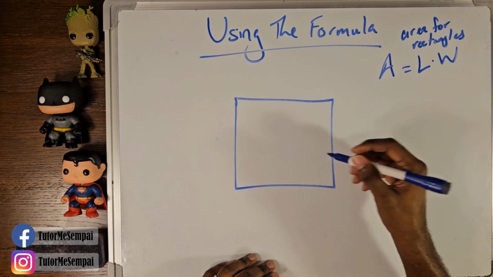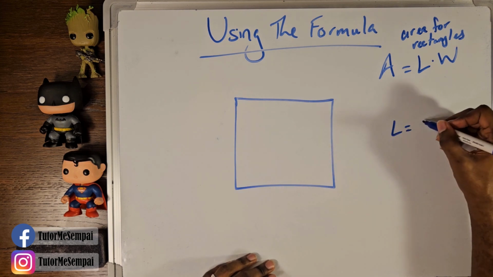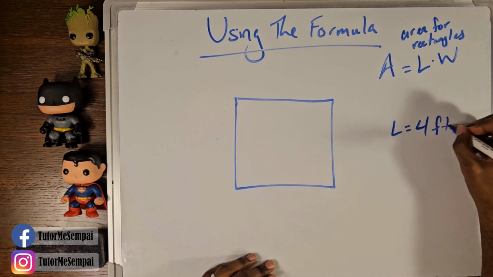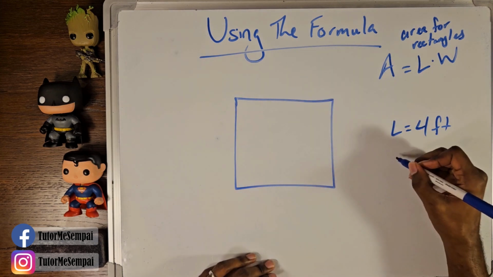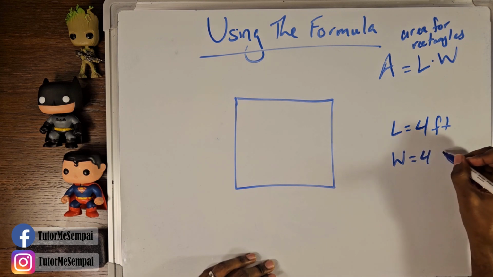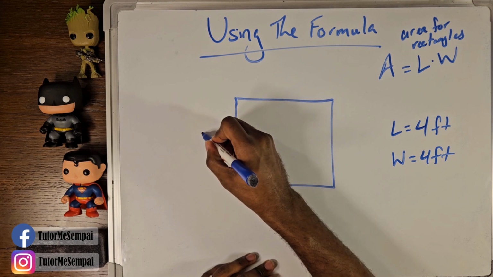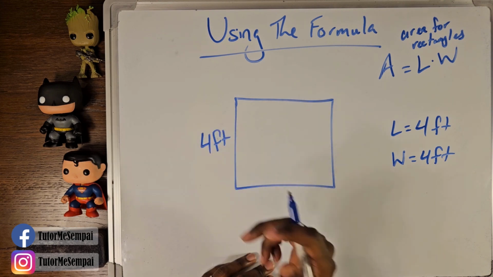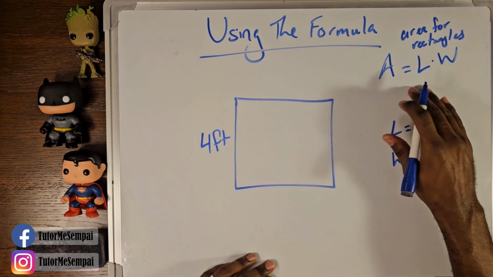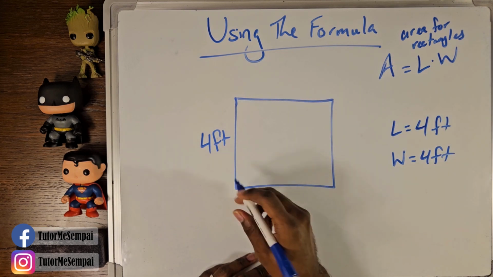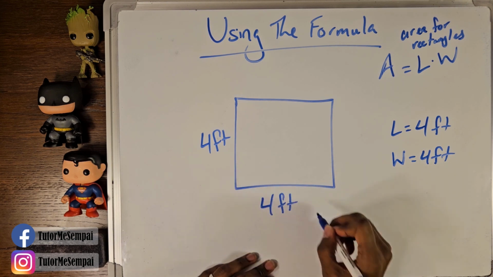Let's say for this square, the length was, let's say, 4 feet. And of course, because all the sides of a square are the same, we know the width to also be 4 feet. So just pick a side for your length. Let's say that's length. The adjacent, trying to stay very familiar with what we did for the area of a rectangle, the adjacent one is going to be your width, which is once again 4 feet.